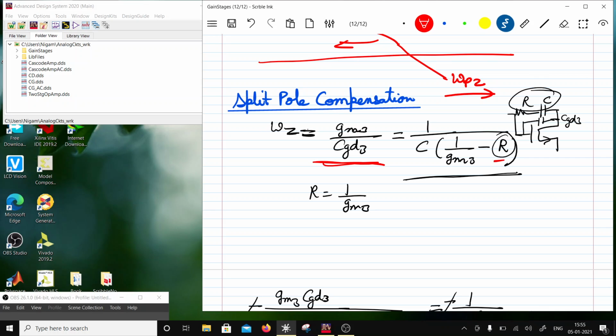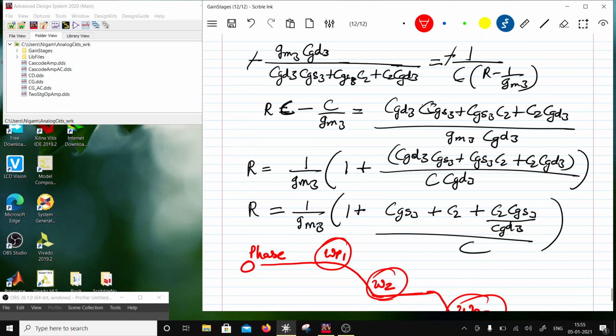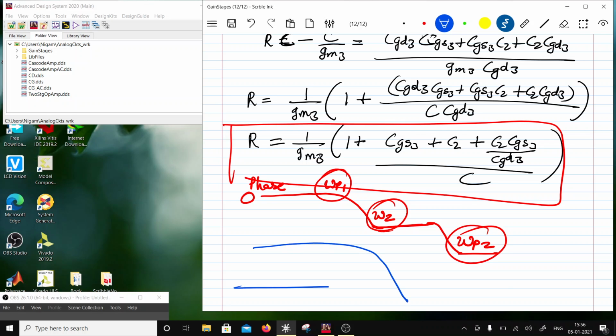You are introducing that zero first to the infinity. If you keep increasing R, it will move to the left hand side. Then you can cancel the second pole. That way also you can do the compensation, because that 90-degree roll off will not come, and the gain will roll off to zero. Or if you keep increasing R, you will introduce this between pole 1 and pole 2, and you will have more phase margin, because in between P1 and P2 you will cause the gain to roll to zero, right? So you will have this kind of phase margin.